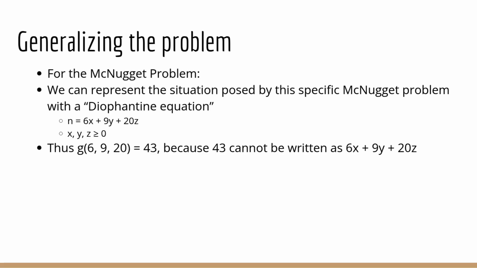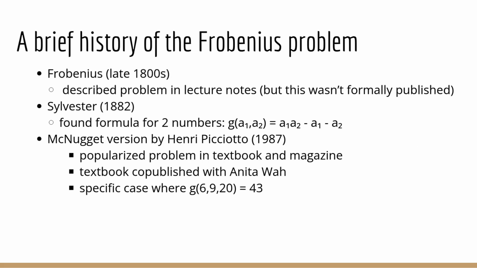And of course, we can only have positive numbers of each box, or 0 of each box assigned for each. So, a short brief history of the Frobenius problem. First, the mathematician Ferdinand Frobenius studied the problem in the late 1800s, but he only presented it in lectures, and he never actually published a formal paper on it.